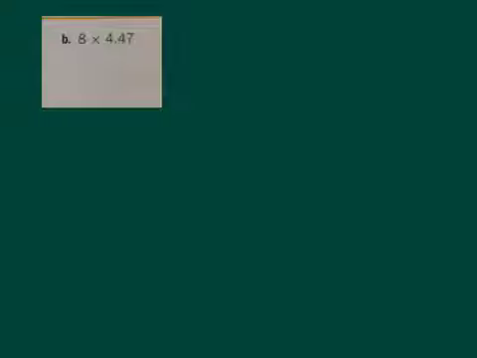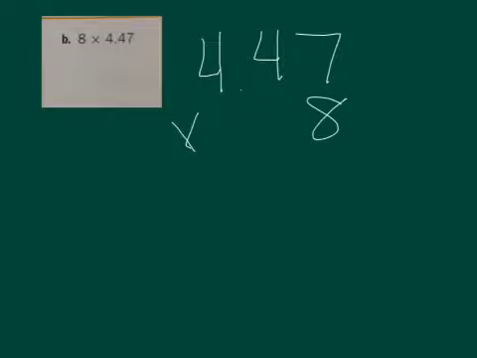This problem can be found on page 194. This is letter B. So again, whenever we multiply decimals, we do not need to worry about lining the decimal places up. So I'm going to simply write 4.47 times 8. The reason I write the 4.47 on top is because there's more numbers in it. So I want to be able to cut down my multiplication.